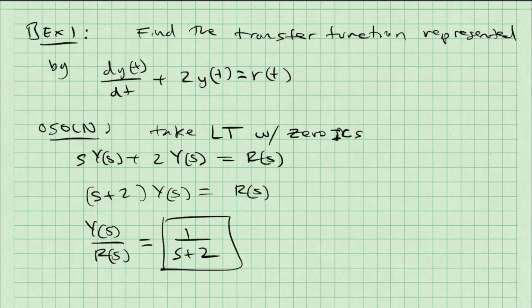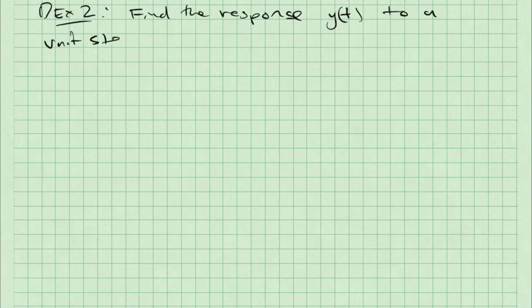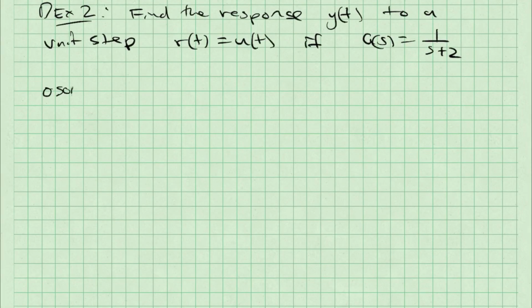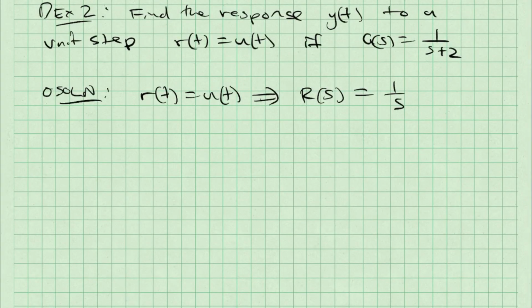In my second example, I want to make use of the transfer function to actually get the time domain response y of t if the input r of t is a unit step, or u of t. We're going to assume that the transfer function g of s is the same as what we found in the last example, 1 over s plus 2. The first thing I'm going to do is convert r of t, which is u of t, the unit step, into its Laplace domain representation, r of s, which is equal to 1 over s.